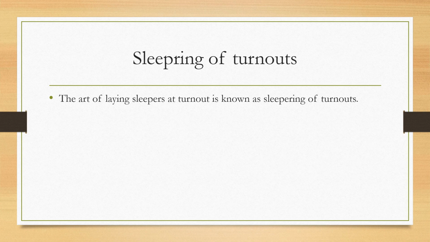Next, why interplaced sleepers? In this method, the sleepers are interplaced, lying partly under both the tracks. This method of sleepering turnouts or points and crossings is not preferred. They have difficulty in packing the ballast during maintenance.